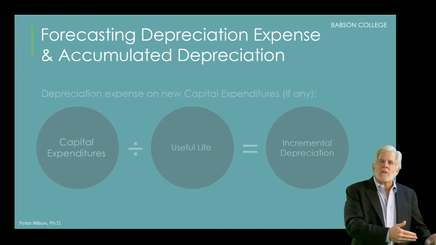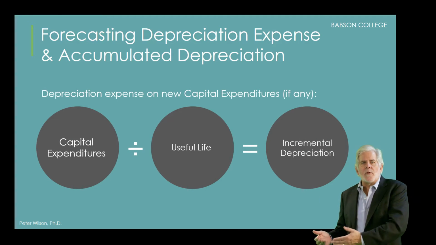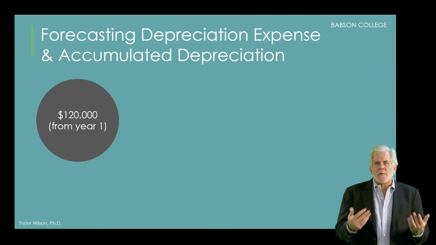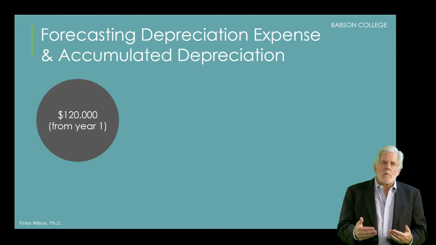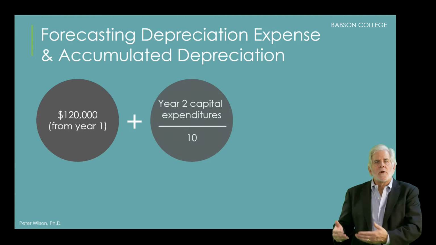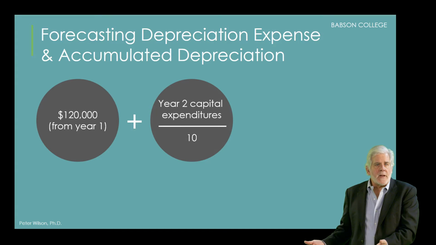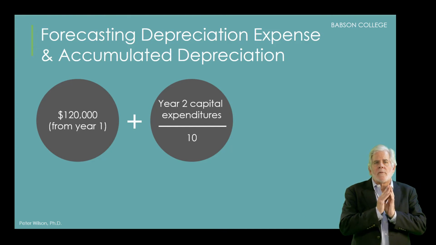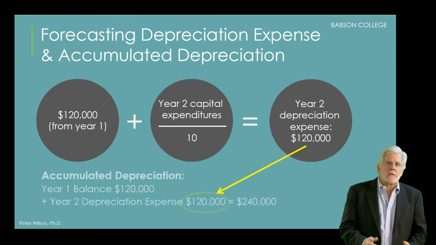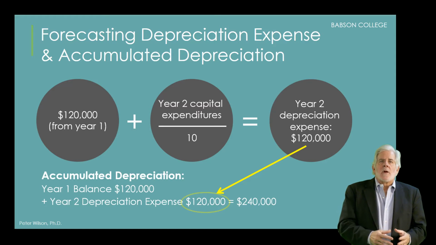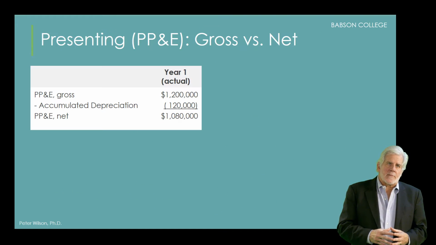Knowing this, we can estimate depreciation expense on any new purchases of PP&E based on a 10-year useful life. Since NEBCO had depreciation expense of $120,000 in year 1, we would estimate next year's depreciation to be $120,000 plus any year 2 capital expenditures divided by 10. Given we aren't forecasting any capital expenditures for year 2, we will forecast depreciation expense to remain constant at $120,000. Finally, we will assume no change in other assets.